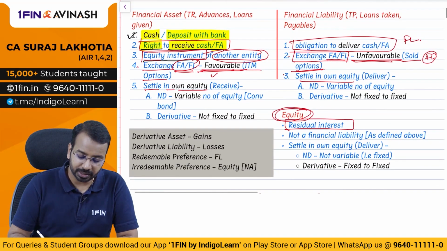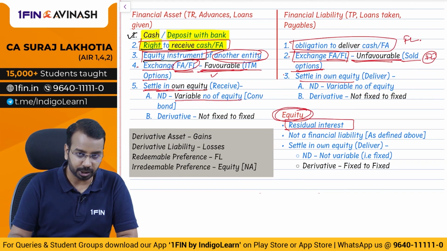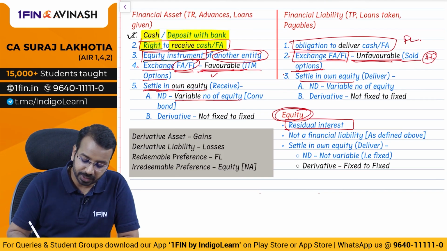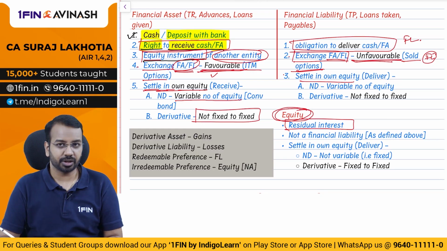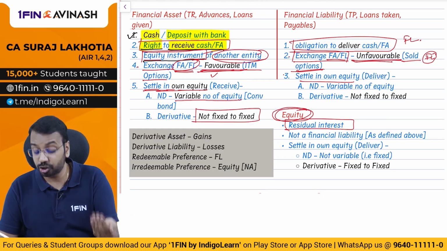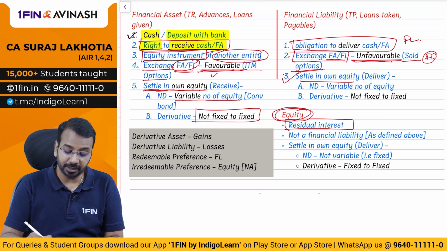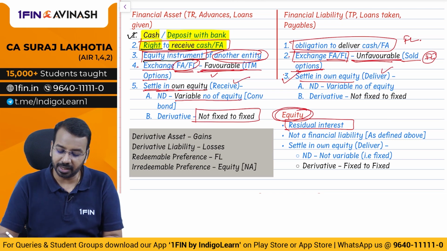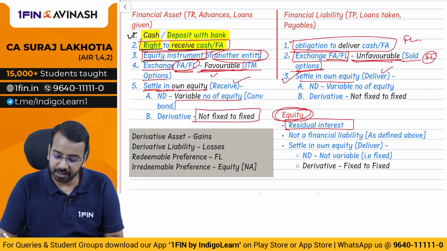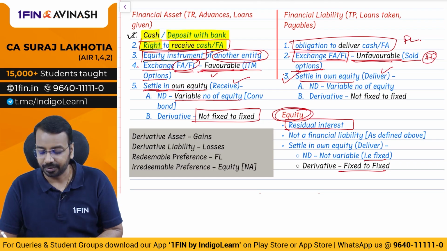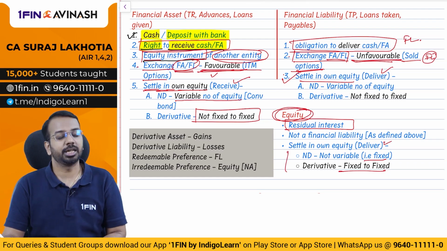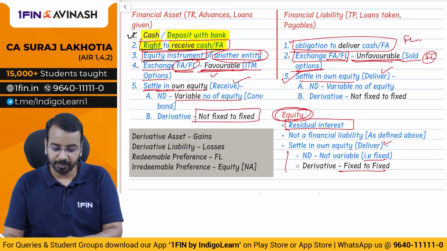Last one is when the entity has to settle in its own equity where they give a variable number of equity, or if it is not a fixed-to-fixed contract. In these two scenarios, it becomes a financial asset. If the entity has to issue, it becomes a financial liability. Here it is received, here it is delivered. And if it is fixed to fixed, that means if it is not variable, then in that case it becomes an equity transaction.